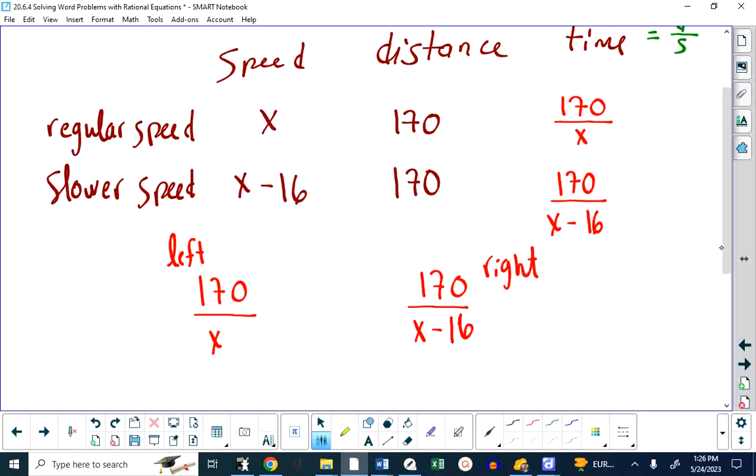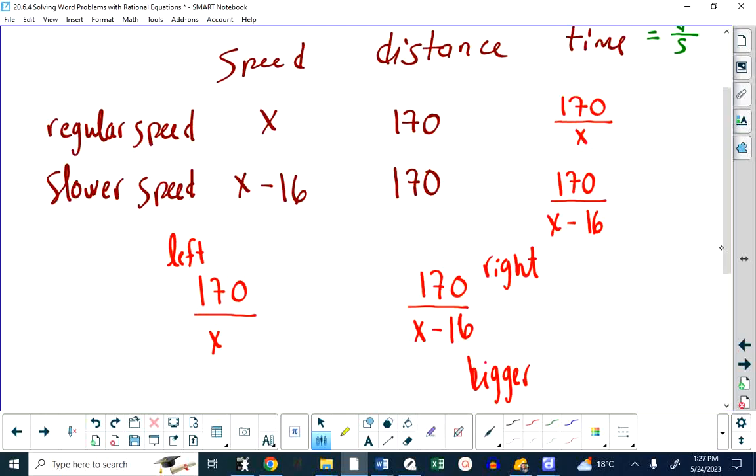One of the ways to look at this is that the slower speed is connected to the time 170 over x minus 16. If I'm driving really slow, say I want to drive from here to Edmonton, and I have some mechanical issues with my truck, and it's just plugging along at 20 kilometers per hour, the slower I'm driving, the longer it takes me to get there. So this is bigger. You can also determine that this is bigger, because if I take 170 divided by x, and then I divide by something smaller than x, I'll get a bigger result.